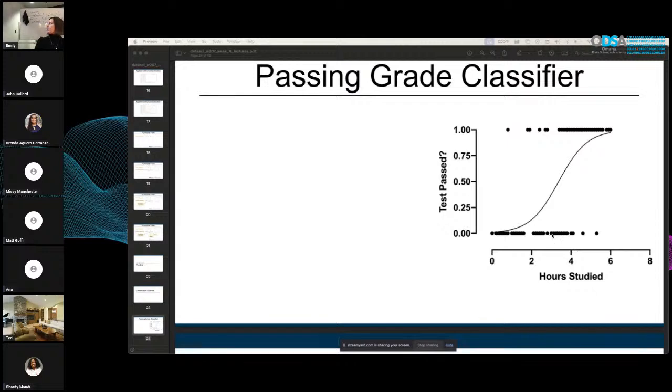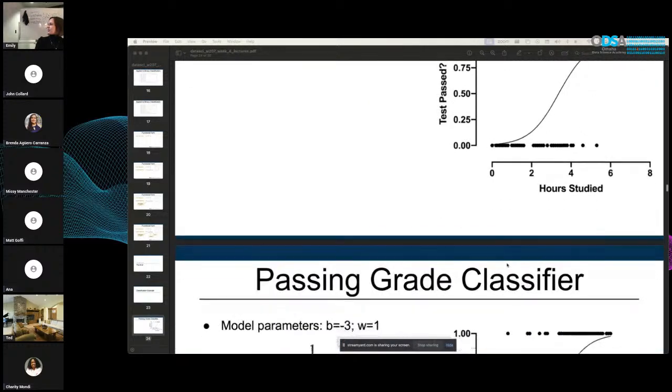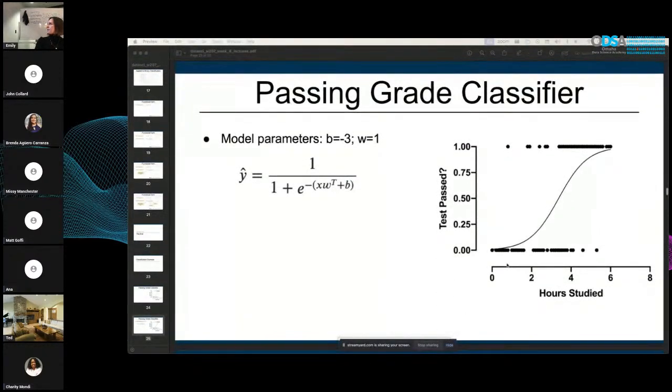Some people will study 3 hours and not pass, and other people will study 3 hours and will pass. So this probability curve is usually good for those types of functions when there's a little bit of separation. You can see there is some separation, even though there's overlap. These are closer to this side and these are closer to this end of the hours studied. So in this case, your model parameters are -3 for B, and your W is 1 for steepness.